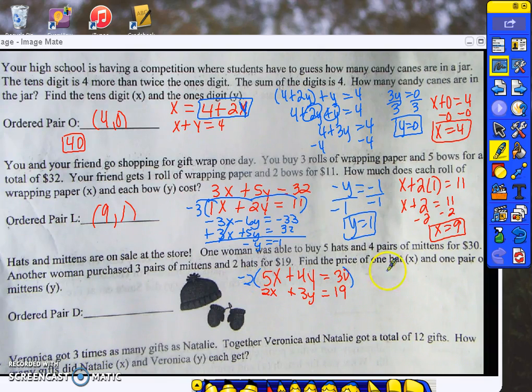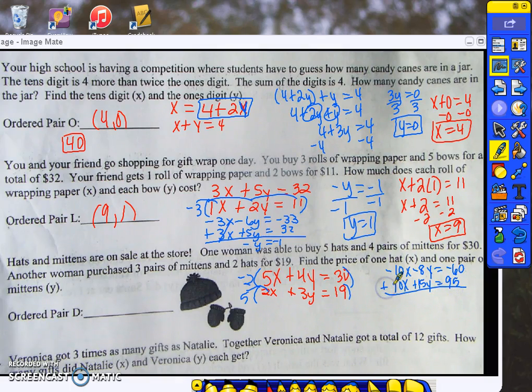Negative 2 times 5x is negative 10x. Negative 2 times 4y is negative 8y. Negative 2 times 30 is negative 60. I'm going to multiply the bottom by 5 so that I get 10x. 5 times 3y is 15y. And 5 times 19 is 95.